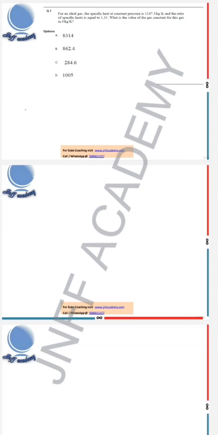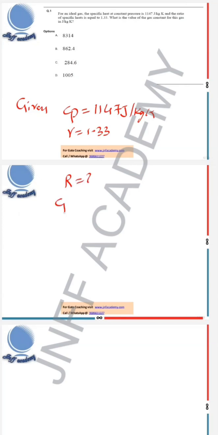Now let us see the question. This question is from the thermodynamics part, which says for an ideal gas, the specific heat at constant pressure is 1147. What is given? Cp is given. That is, Cp is equal to 1147 joule per kg Kelvin. And the ratio of specific heat is also given, that is gamma is equal to 1.33. What is the value of gas constant for this gas? That is R it is asking. So we know the relation between Cp and Cv as Cp minus Cv is equal to R.